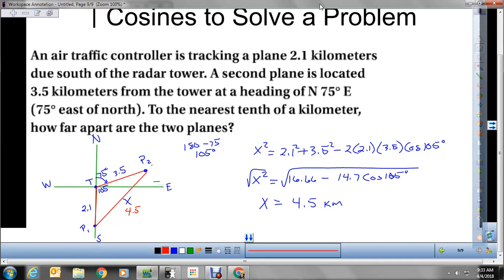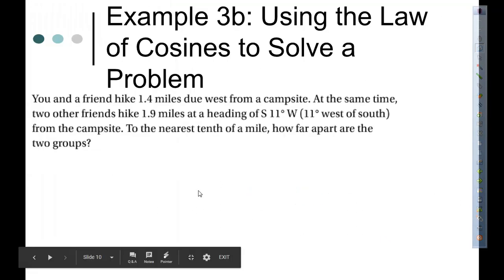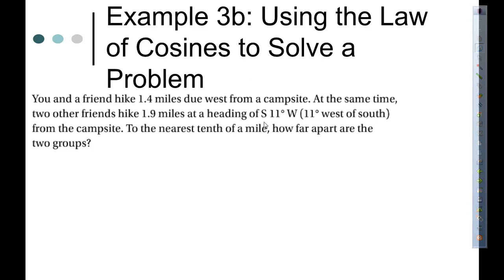All right, so let's go to the next problem. Same type of problem, we're dealing with these directions here, vector coordinates. You and a friend hike 1.4 miles due west from a campsite. At the same time, two other friends hike 1.9 miles at a heading of south 11 degrees west, or 11 degrees west of south. From the campsite, to the nearest tenth of a mile, how far apart are the two groups? Now, my suggestion here, and kind of a hint, is let the campsite be at the origin.